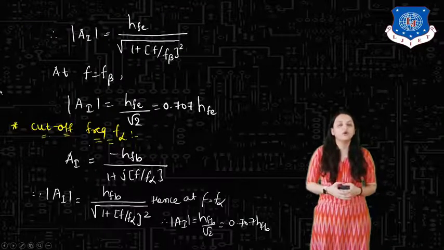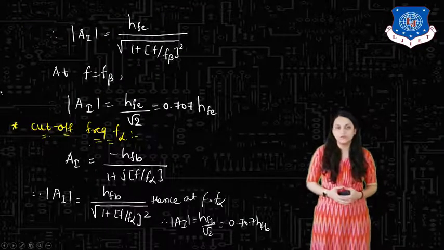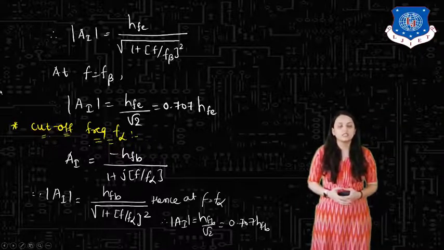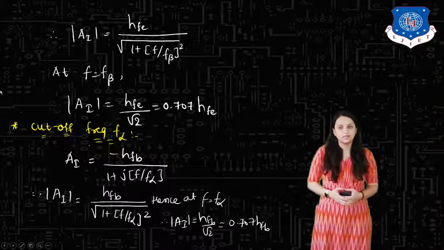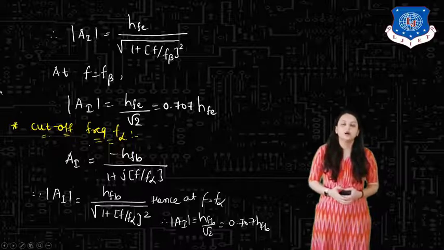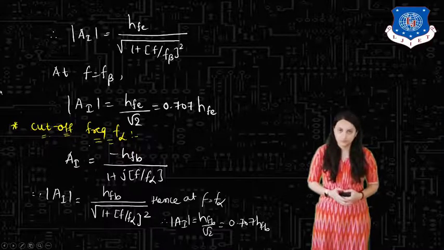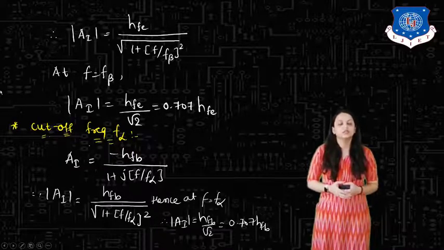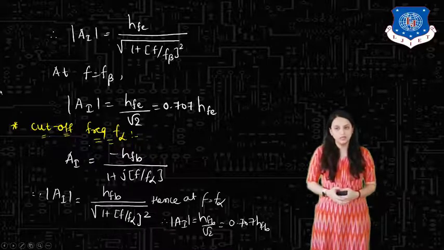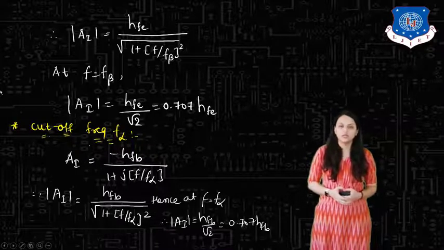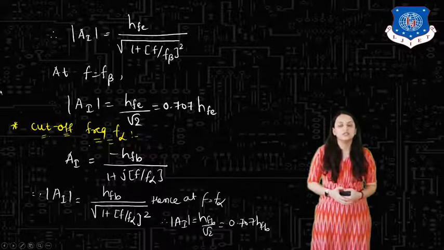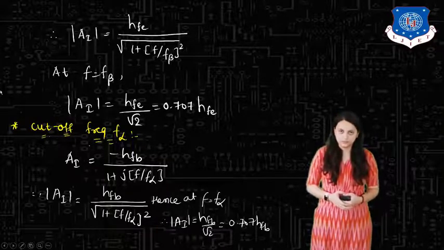If we want to find the magnitude of this, that will be equal to hfe divided by the square root of 1 plus (f by f beta) whole square. Now, at f equals f beta, we get the value of current gain equal to hfe by root 2, that means 0.707 hfe.